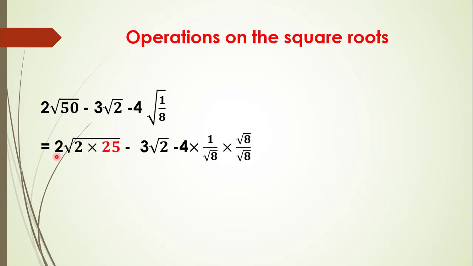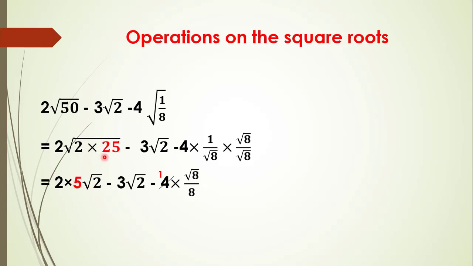Okay, here we have 2 times root 25, this is root 50, minus 3 root 2, minus, here I want to cancel root 8, so I multiply up and down by root 8. Also you can put 4 inside the root, it will be 16, 16 over 8 is 2, so it will be root 2.